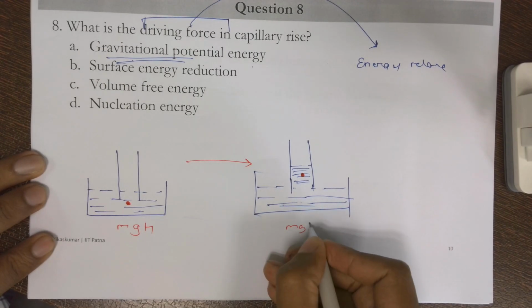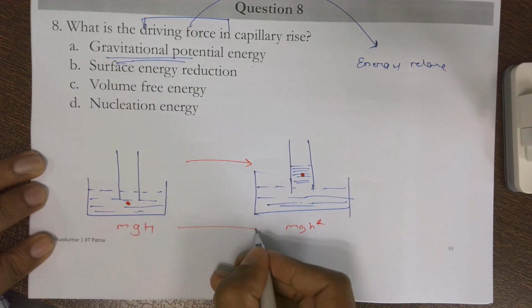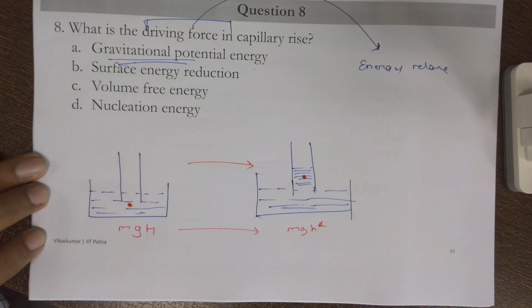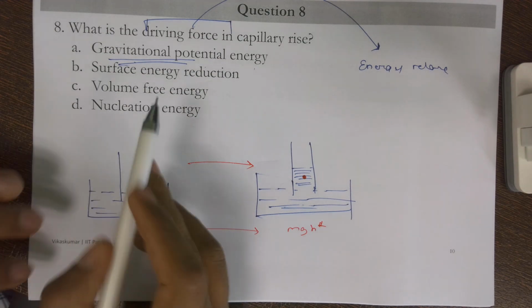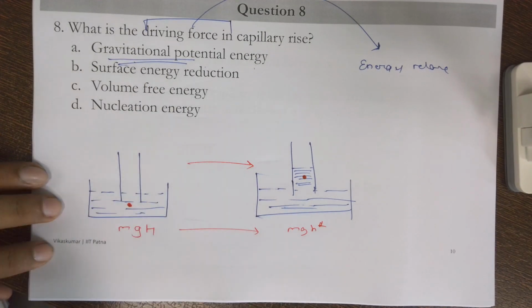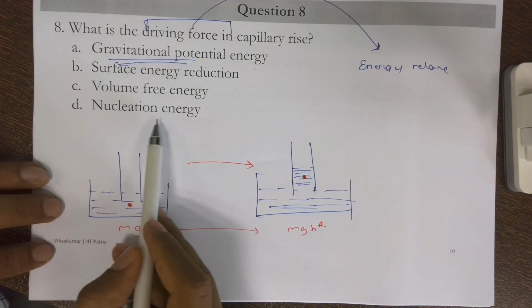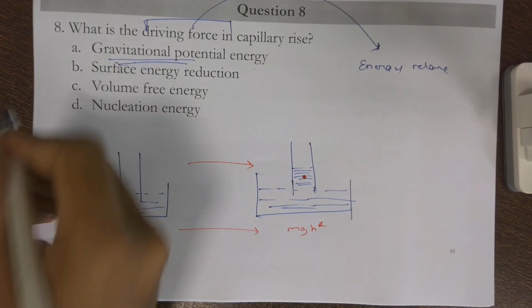So here mgh star will be higher, so it means that this is energy increasing. So this cannot be the driving force. Right? Surface energy reduction, volume free energy, nucleation energy. The right answer is option B.